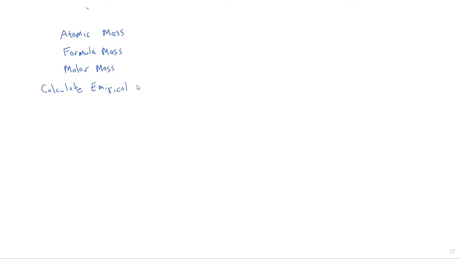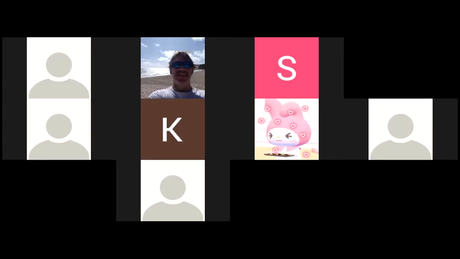Calculate empirical formula. All right, so first I'm going to do the atomic mass. For example, we'll use carbon. What is the atomic mass of carbon? Carbon, C. And if we look on the periodic table, does everyone have a periodic table? You should have a periodic table out. It should be handy.